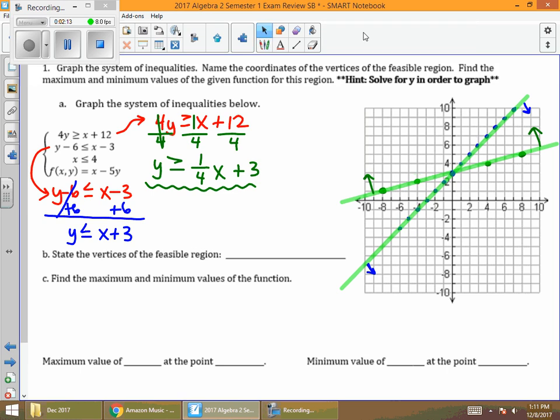And we have one more line to account for. It's y is less than or equal to 4. That's going to be a vertical line that goes through 4 on the x-axis. So right here. And this one's less than or equal to, so we'd shade to the left. So where all 3 of those shaded regions would overlap would be this section right here.